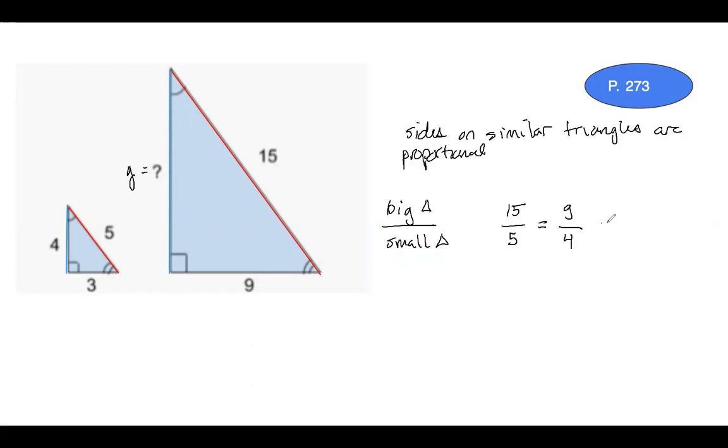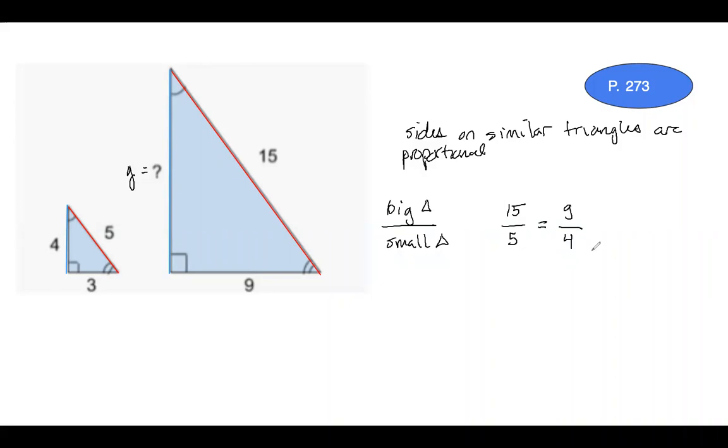I could make another one, which is 9 over 3, but that is not helpful. That's just extra information that I don't need. All I need is one fraction where I know the numerator and the denominator, and one fraction where I have an unknown for either the numerator or the denominator.